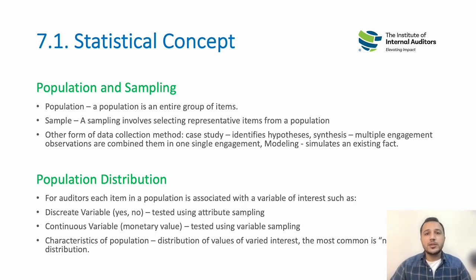The other form is a continuous variable, which is mainly based on numbers, either monetary numbers or some other kind of a number, in which we give our opinion that whether those numbers which are being provided for in the books, whether these numbers are correct and true and fair or not. And for that we use a variable sampling method.